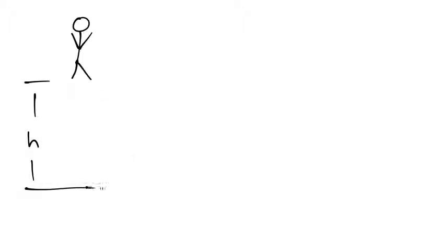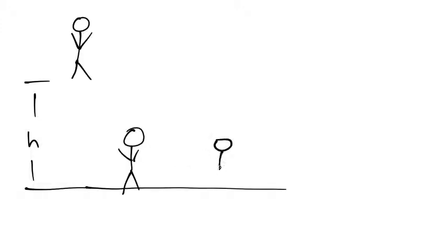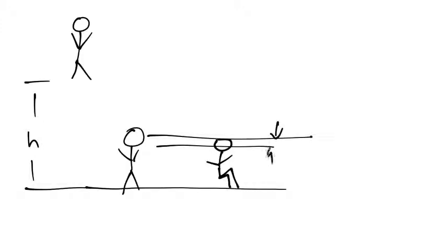Now once they hit the ground, let's extend the ground here, they're going to kind of look like this on the ground. And then once their legs touch the ground, they're going to be lower down on the ground, and their legs are going to bend. So in terms of the distance that the person goes once their feet touch the ground, it's 0.6 meters.